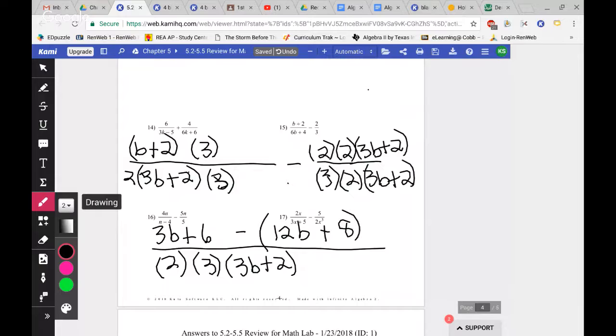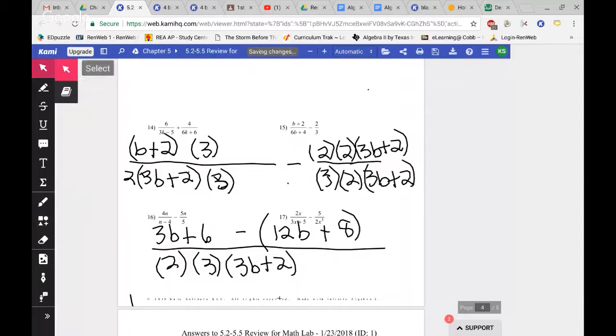And now I've kind of run out of room down here. So 3b plus 6. And I'm going to write back up here at the top. Sorry about that, guys.